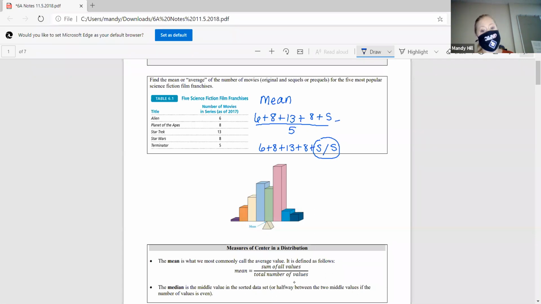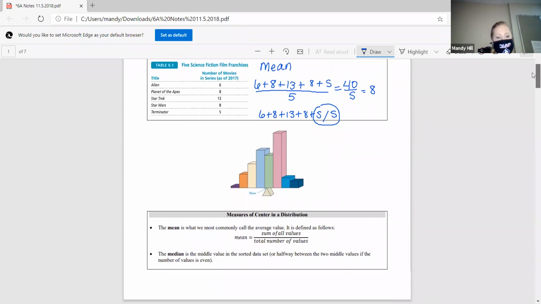So it's really better to find the answer to the top first. Add the 6 plus the 8 plus the 13 and all that, and get the answer to that, which is 40. Then divide by 5, which gives you a mean of 8. This is the number of movies in the series. So these are the 5 most popular science fiction film franchises, and 8 is the average number of movies in that series. So that's the mean.